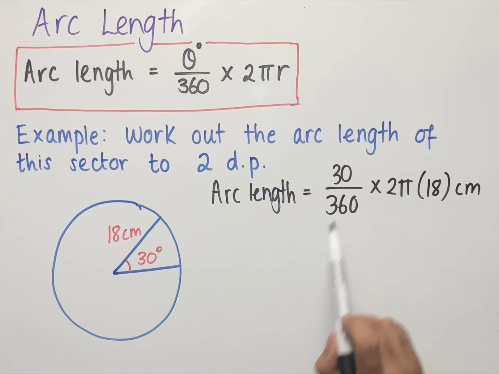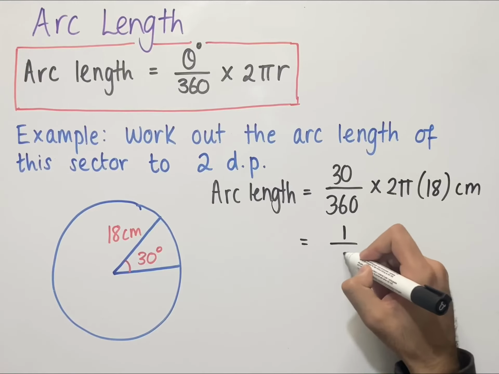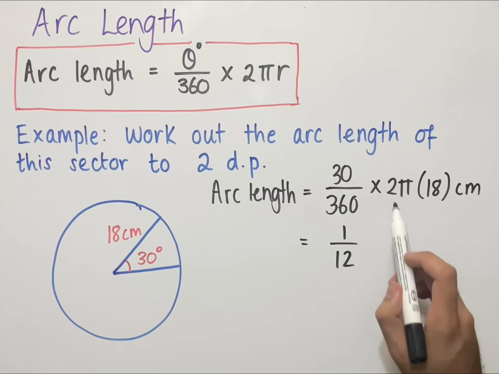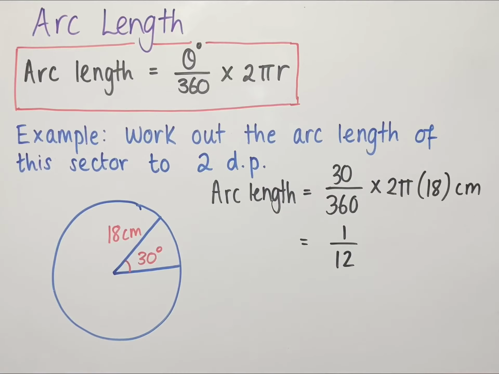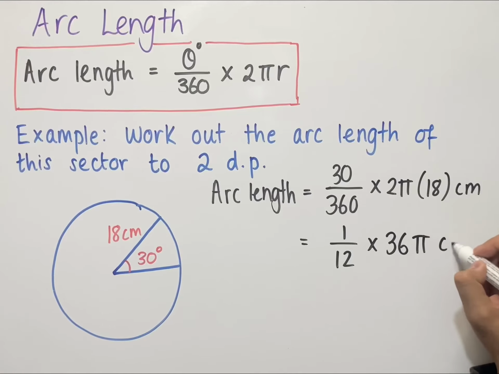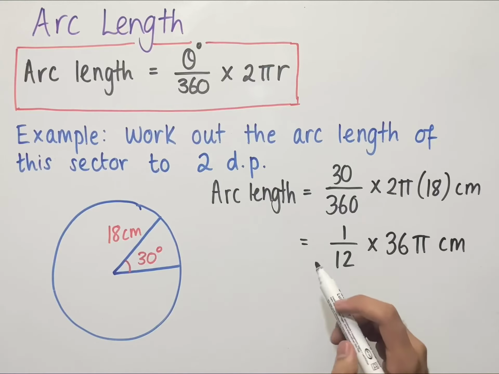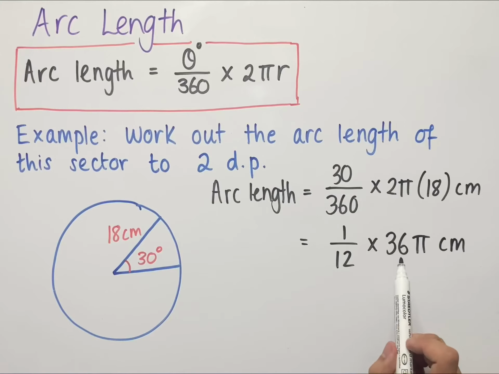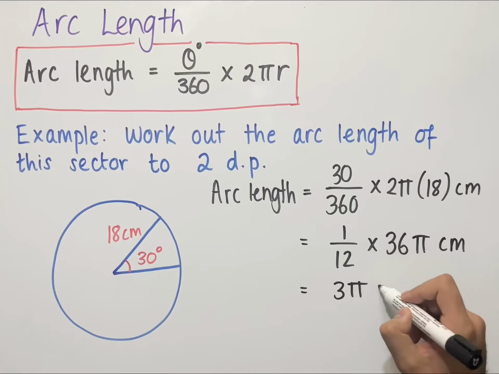30 divided by 360 gives us 1 over 12. And then we're multiplying by 2 pi times 18. 2 times pi times 18 is 36 pi, so we're multiplying by 36 pi, and our units are centimeters. So 1 over 12 times 36 pi would become 36 pi all over 12, which simplified gives us 3 pi. So we have 3 pi centimeters.